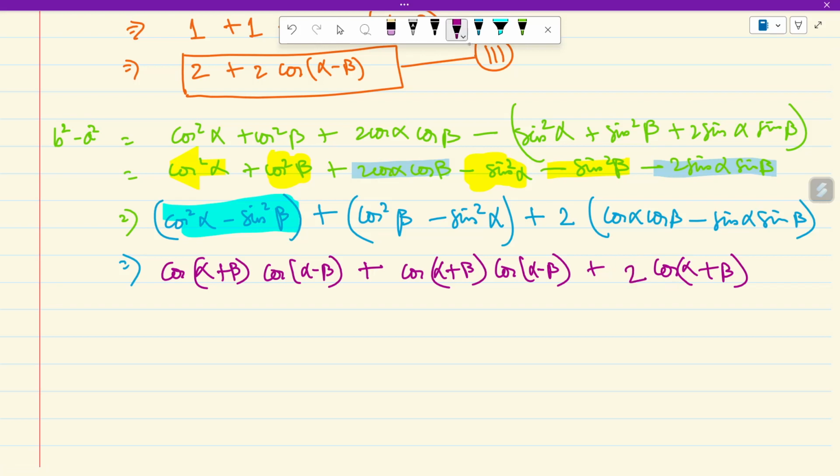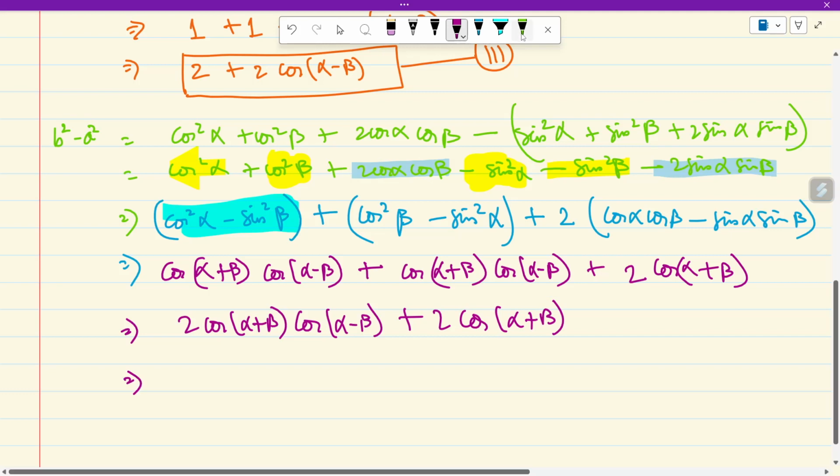So this is coming like this. Now what we are seeing, this is equal to 2 cos(alpha plus beta) cos(alpha minus beta) plus 2 cos(alpha plus beta). Now we can take the common outside. What will we take common outside?